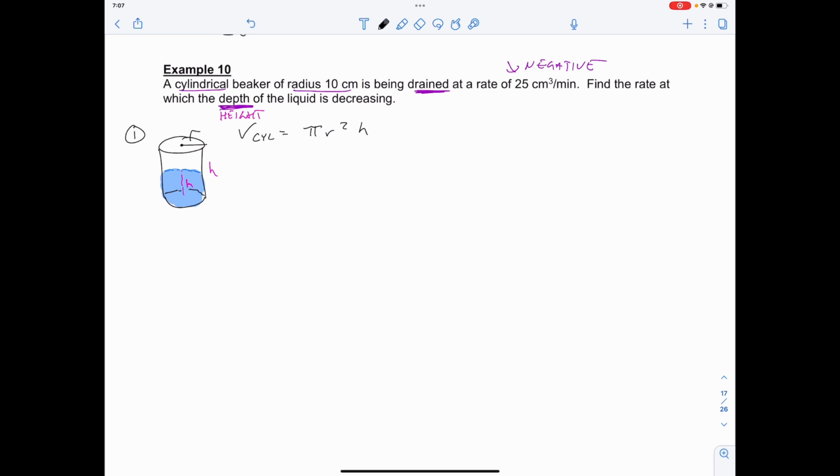Well, this one's interesting because in this case, we have the volume, we have the radius, and we also have the height. And we're still doing this over time, which means that we actually have more variables than we usually do.